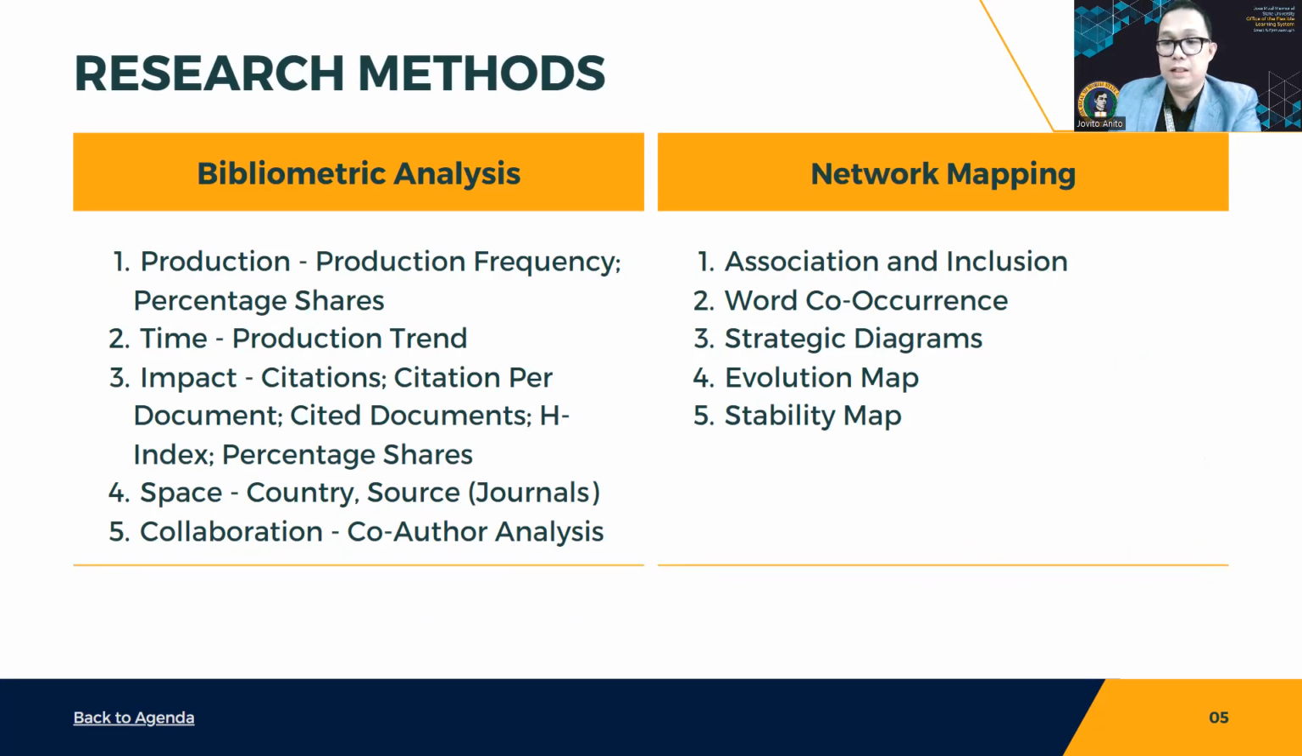Under bibliometric analysis, to answer those bibliometric or performance analysis questions, I'll be plotting or mapping based on the metadata coming from the Scopus database. I'll be plotting them in Excel to look at the production rate or frequency and the percentage shares compared to the global production. I'll also look at the production trend in terms of time, the citations per document, cited documents, H index, and the percentage shares relative to the global citation rate.